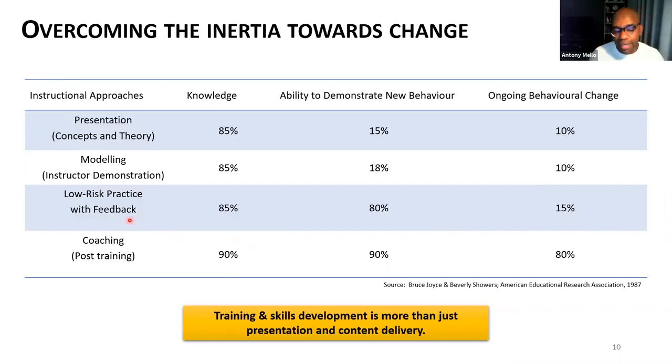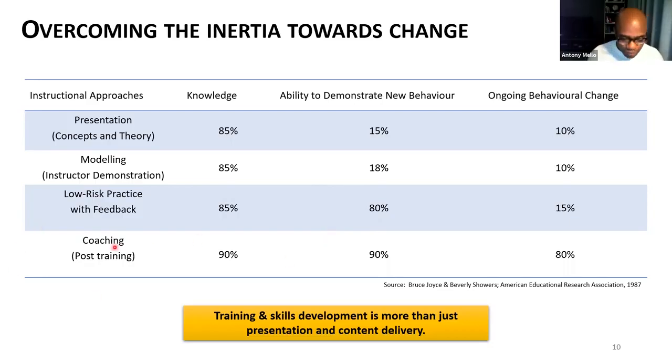Then we move into the low-risk practice with feedback. So you allow a person to practice what you're teaching. So you teach it, then you allow them to practice it in a safe environment. So you create what everyone calls psychological safety for that person, a safe environment where they can actually practice this, and give them feedback. So we see that they retain 85% of the knowledge. They demonstrate 80% of the new behavior, because they've had a chance to practice it in a safe environment. Then that translates to an increase in 5% of ongoing behavioral change. It's still not great, right? It's still not indicating that this will drive an actual organizational or behavioral change.